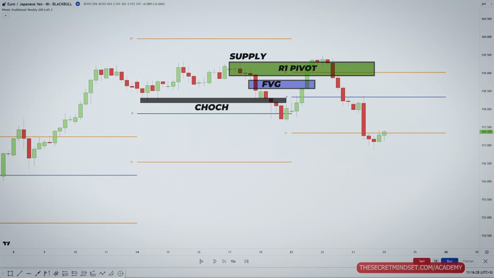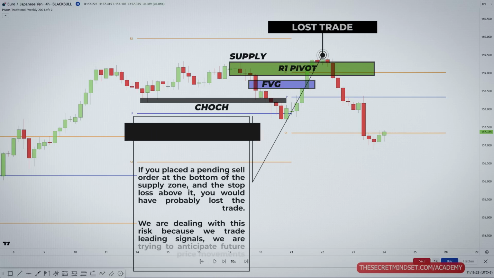We also see that R1 pivot point is located close to the supply zone, above the fair value gap. This is our resistance level that could stop the price from going up. I don't see a liquidity run, so this isn't an A+ setup. Now here's the thing, if you placed a sell order at the bottom of the supply zone and the stop loss above it, you would have probably lost the trade. And this will happen a lot because we are dealing with leading signals. We are trying to anticipate future price movements, and this comes with such risk.